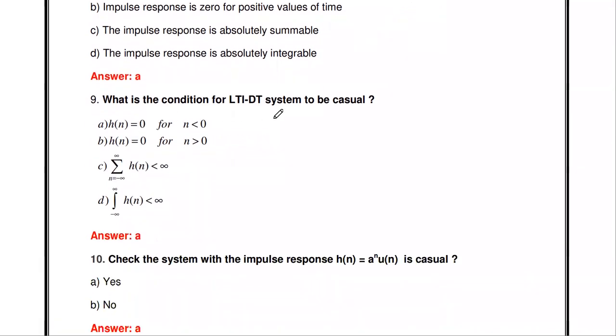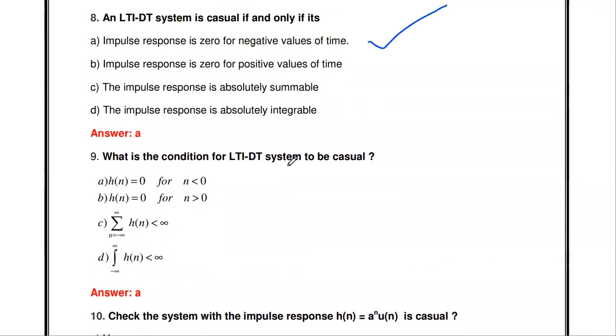So what is the condition for an LTI DT system to be causal? It is the same question, but here the condition is written as a sentence. The condition given is h of n equal to 0 for n less than 0. Yes, this is the correct answer. What is h of n? The impulse response. The impulse response is 0 for n less than 0. N less than 0 means negative values of time. So this is the correct answer, and this is the condition for the system to be causal.